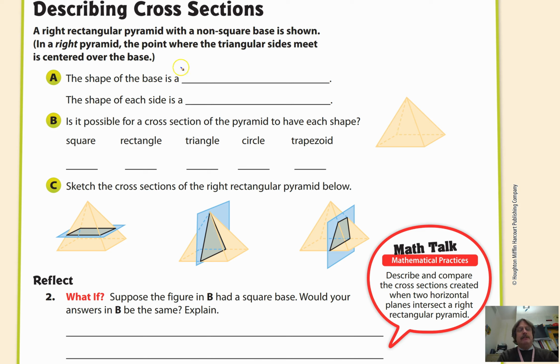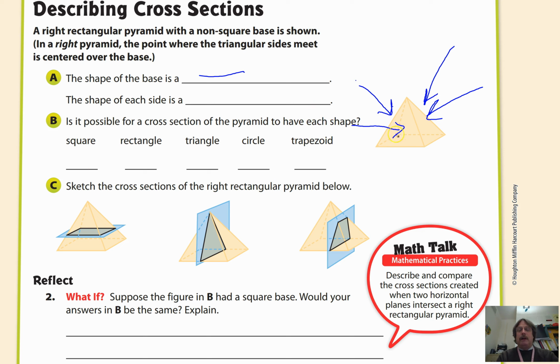So here in A, they just want you to try to describe. I helped you out already on this one. And then the shape of each side. When you're looking at it from this side, you have the four sides, okay? And then this one would be from this way. What are the four sides? What do they look like? Is it possible for a cross section of the pyramid to have each of the shapes?